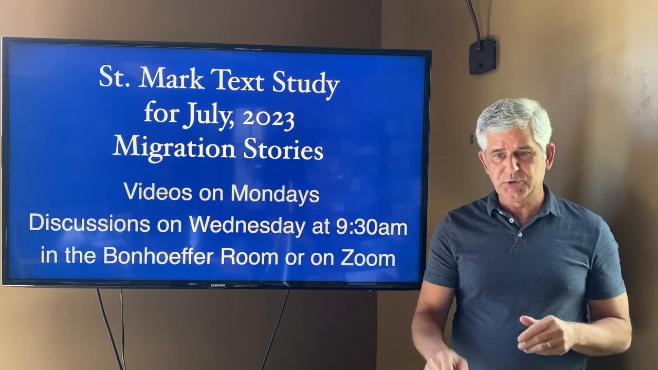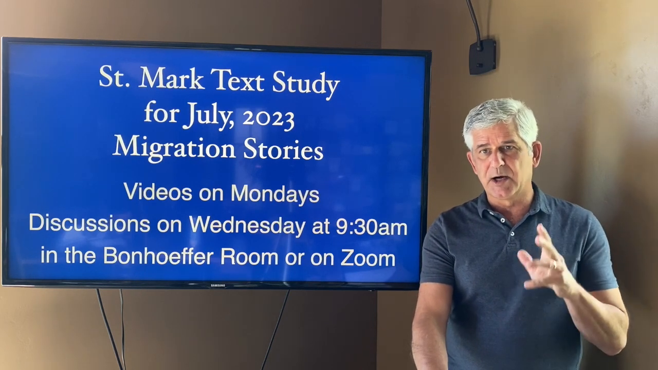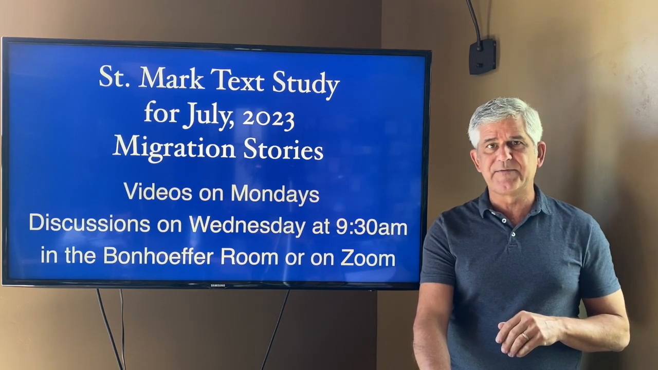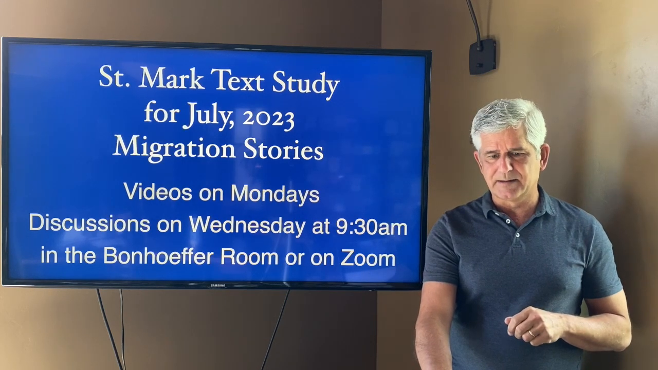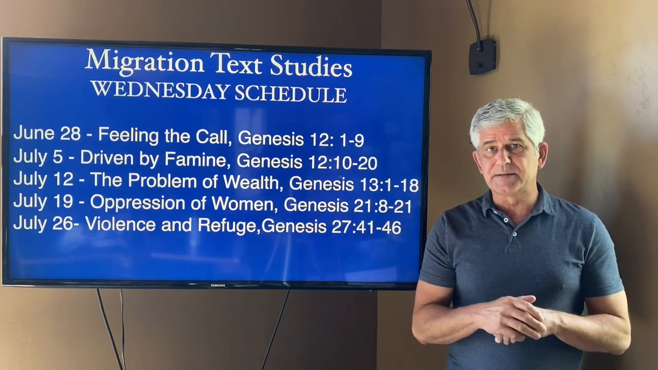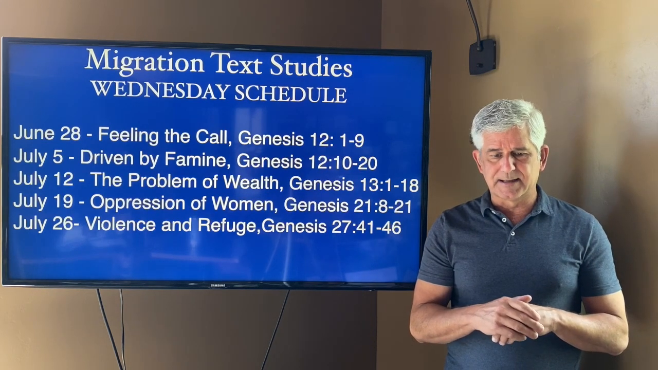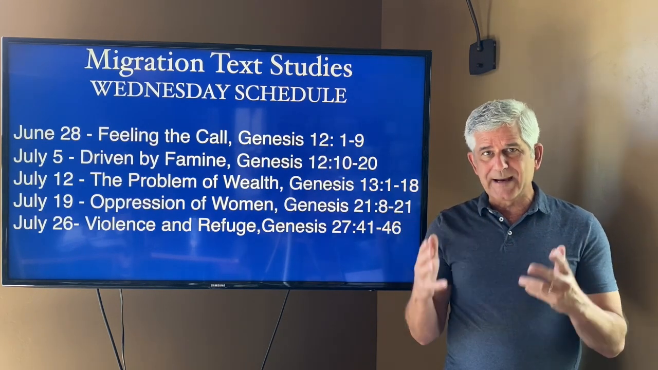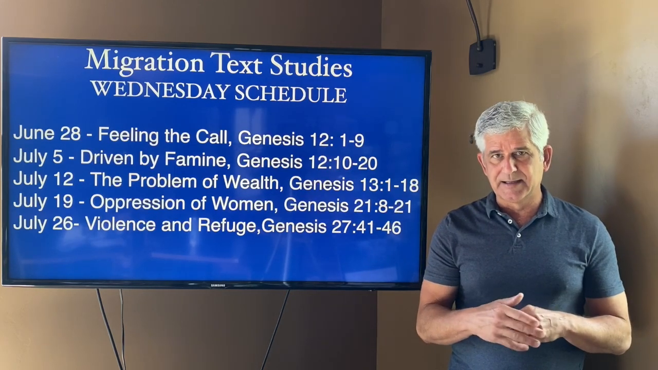As usual, we'll be uploading a video every Monday, and then we'll be hosting a discussion live on Zoom that will be captured on Wednesdays. For the 5 upcoming weekends of July, we're looking at these texts, and there are 5 different ways that migration happens in the book of Genesis.